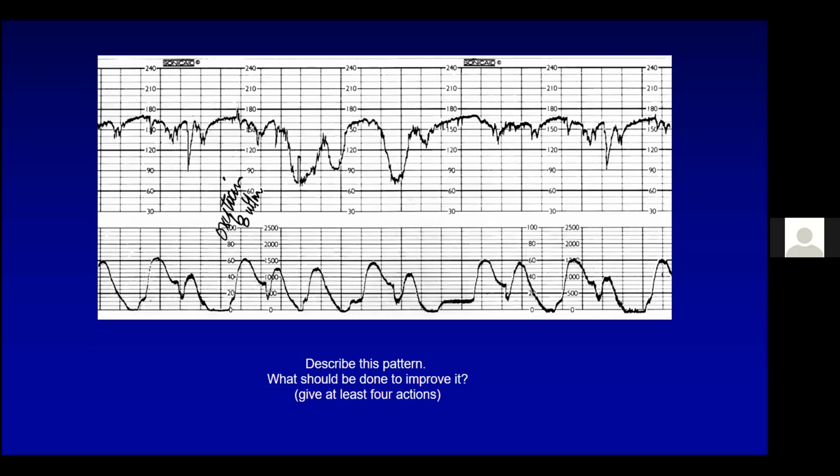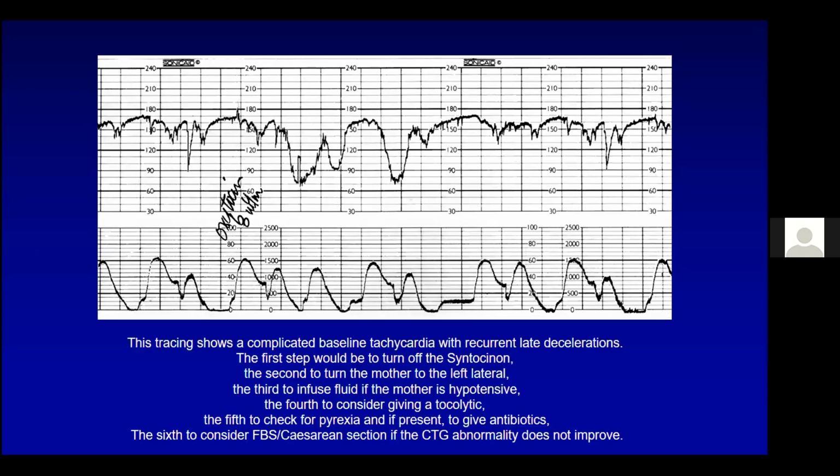Then here we've got oxytocin. And if you look at your contraction pattern here, there is coupling of the contractions, right? And the important thing here is that you can see the patient is on oxytocin. So the tracing shows a complicated baseline tachy with recurrent late decels.